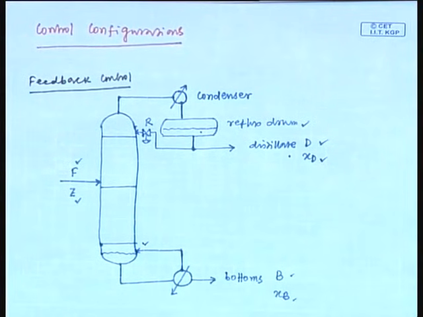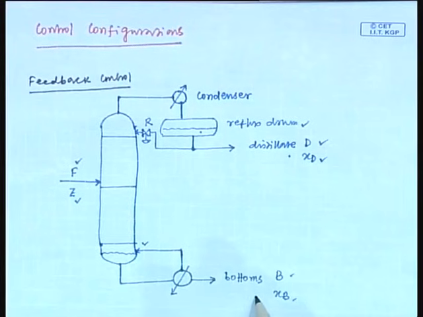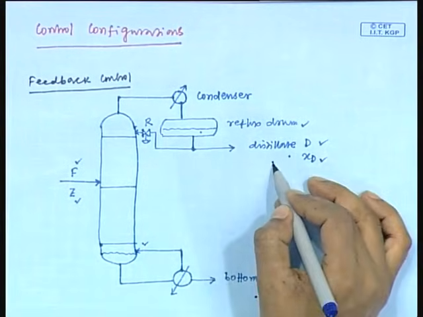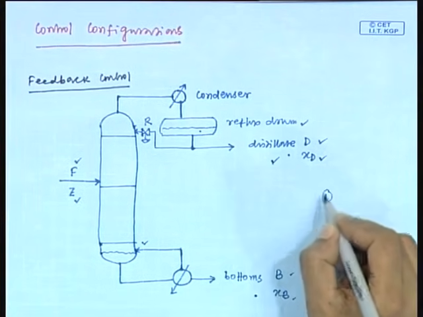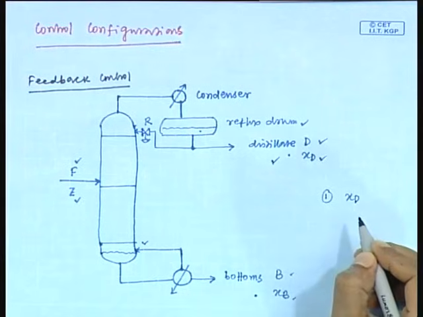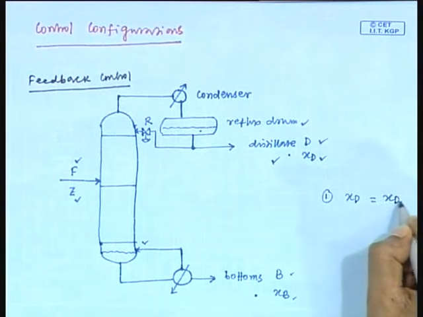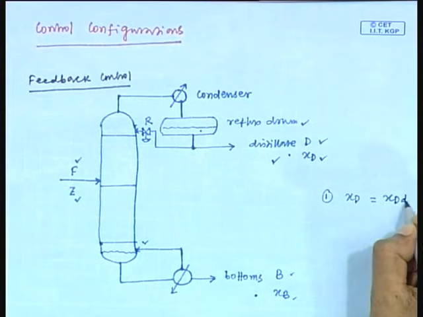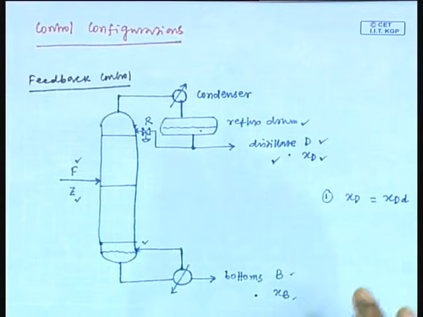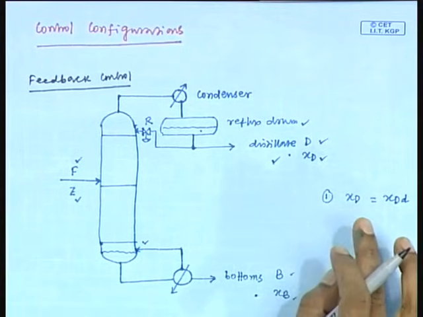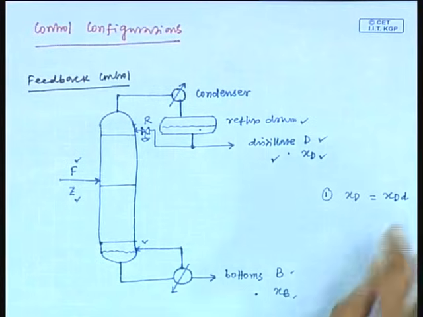and composition XB. First, we have to know what is the control objective of this process. There are basically two products, one is distillate, another one is bottoms. We will consider presently the top product. Fine. So, what is the objective? The objective is to maintain the top product composition at its desired value. If we consider the top section only, we need to maintain the top product composition XD at its desired value.